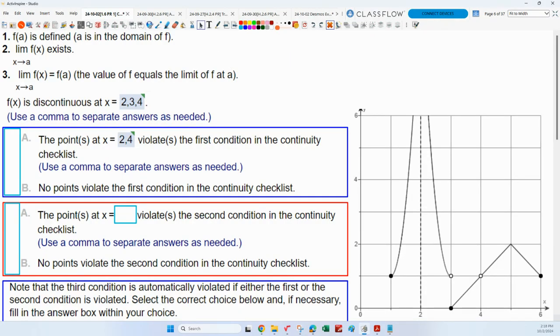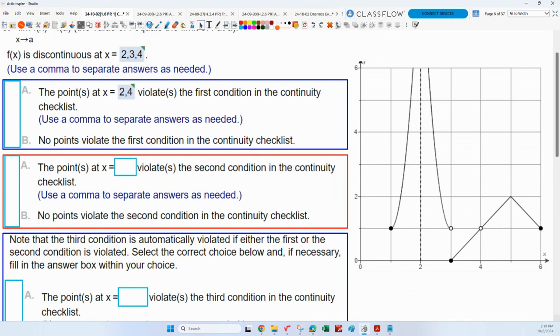Everybody get that? Okay. How about the second condition? Which of those points 2, 3, and 4 violate the second condition? Which of them do not have limits? 2 and 3. Everybody see that? Okay. You might say, well, 2 does. What's the limit of the function at 2? Infinity, but infinity is not a number, right? The limit has to have a finite value for it to be defined, okay? I read your mind. I could see that.